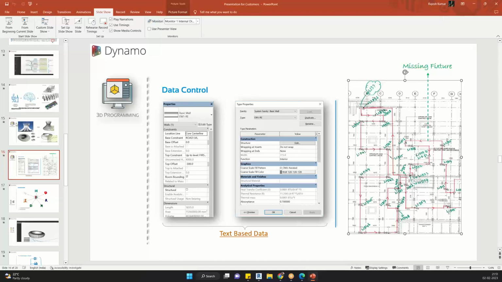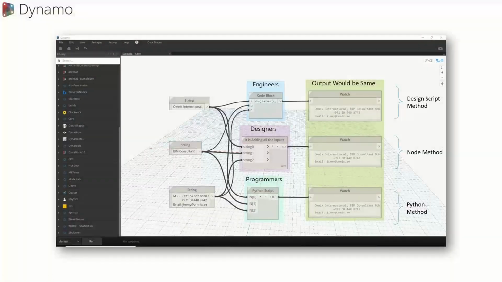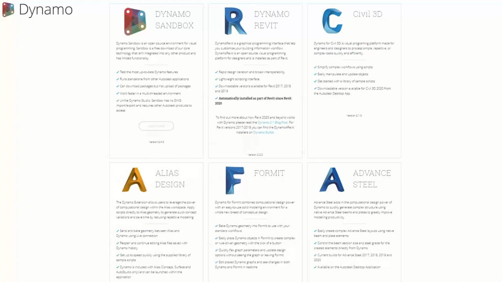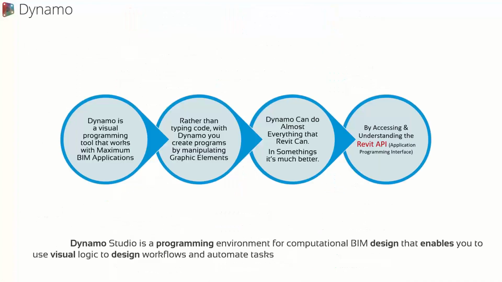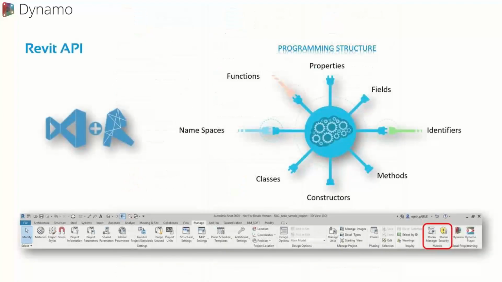So this is one more. We have three different terminologies. I hope I cleared your answer, Sanket. I'm just getting into the concept again. Thank you very much, Rajesh. Once you learn Dynamo, you can apply the same terminologies in almost all the Dynamo interfaces. Not only Civil 3D, Alias Design, Formit, Advanced Steel, everywhere.